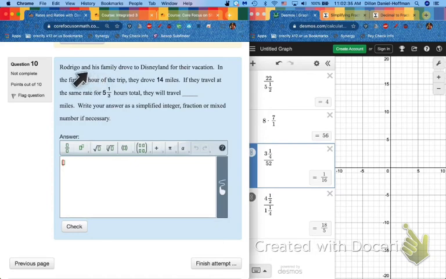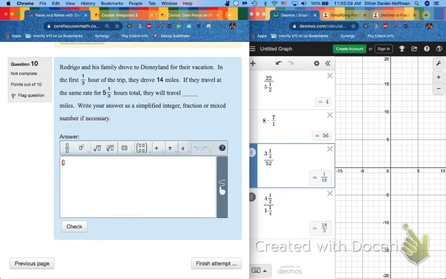Can't go right now. Rodrigo and his family drove to Disneyland for their vacation. In the first 1/3 hour of the trip, they drove 14 miles. If they travel at the same rate for 5 1/3 hours total, they will travel blank miles. Write your answer as a simplified integer, fraction, or mixed number if necessary. So this is the first time we have 3 different numbers. And the first thing we're going to have to do is figure out basically how fast is Rodrigo driving? What's his pace? So we need to figure out miles per hour.